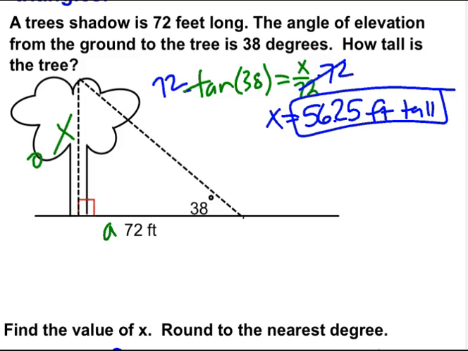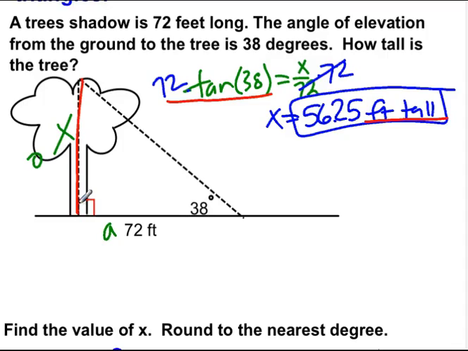I set up tangent because I've got opposite and adjacent sides. The opposite side was the height of the tree that I was actually looking for. I got tangent of 38 equals x over 72. Multiply both sides by 72 and you have your x on its own. So I typed in 72 times tangent of 38 in my calculator. I got 56.25, that means the height of our tree is 56.25 feet tall. And that's it. Make sure that your answer has that label, feet tall, because this is a context problem.